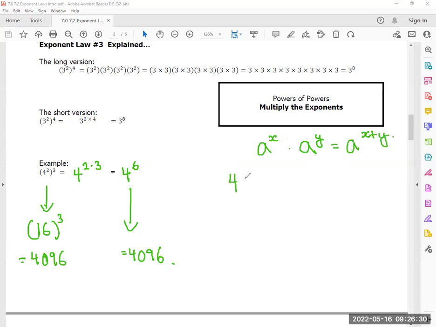Take a look. 4 to the power of 2 is to the power of 3. And I'm going to open it up. This is 4 to the power of 2 multiplied with itself, multiplied with itself. Would you agree? Are these powers? 4 to the power of 2. Is that a power? Yes. Do they have the same base? And are they multiplying? What happens to the exponents?